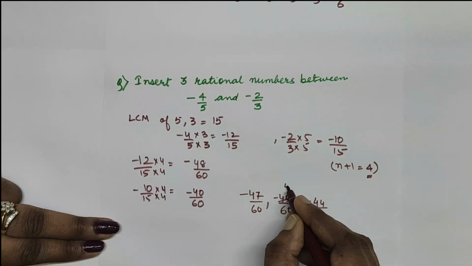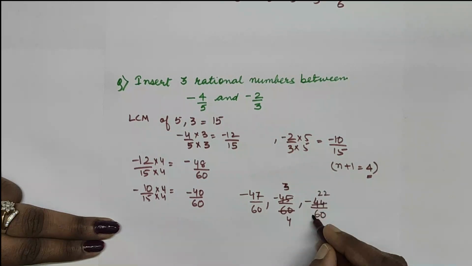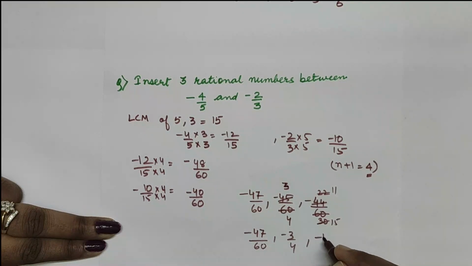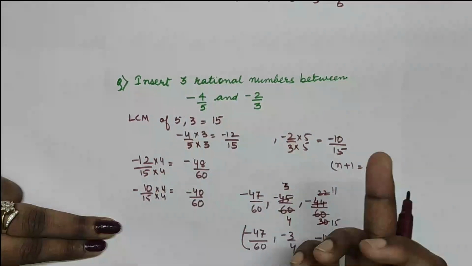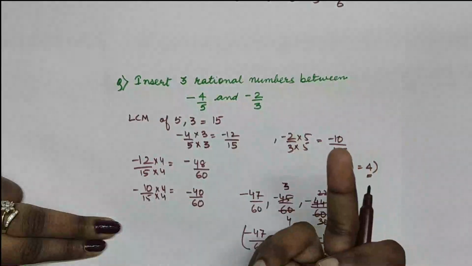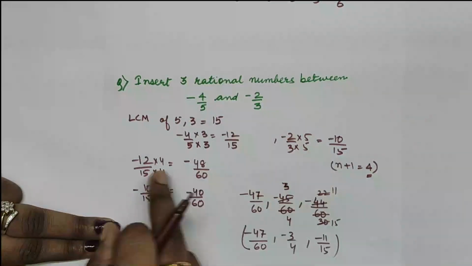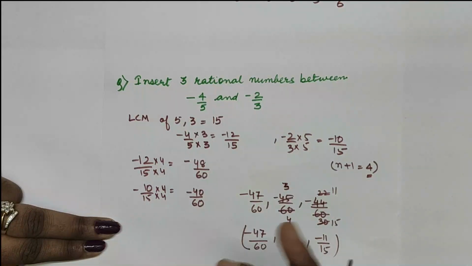Fifteen 3s are 45 and 15 4s are 60, so 45/60 reduces, and 44/60 reduces to 11/15. So I can write -47/60, -3/4 and -11/15. So convert into the same denominator, take out the LCM. However many rational numbers you want to insert, add 1, make it into the same denominators, and then in between, whatever numbers are there, you can use them as the rational numbers.